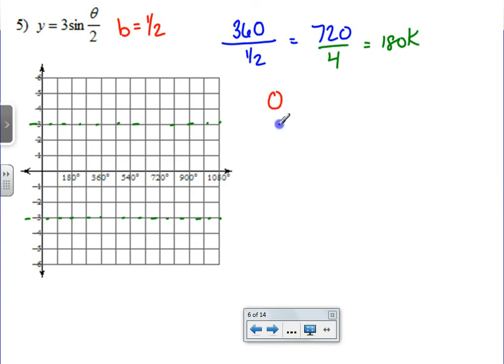So we're going to start at 0. Hey, it's very similar to the last problem. Sine, where does it start? Middle or upper? Middle. So middle, upper, middle, lower, middle. And then once you get to 720, hopefully you have enough to kind of continue the pattern.